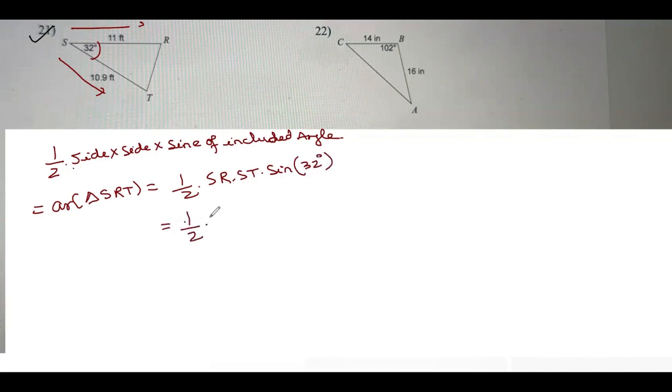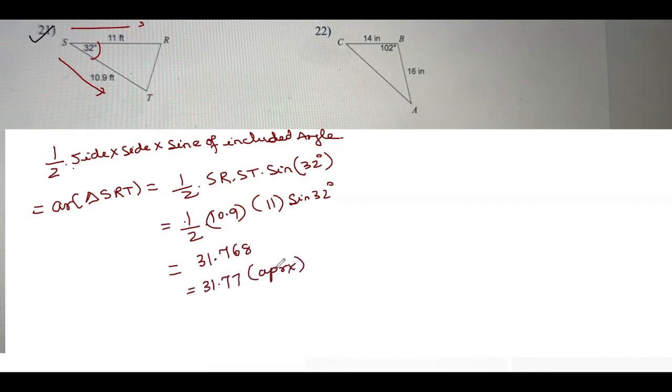Therefore, half into SR, which is 10.9, and ST, which is 11 feet. And sine of 32 degrees, we need to find out using the calculator. After using the calculator, we find this value as 31.768. So we can have 31.77 approximately. This many units square, that means feet square.